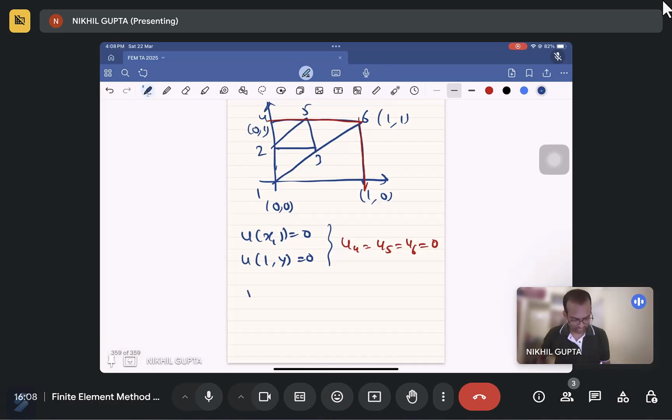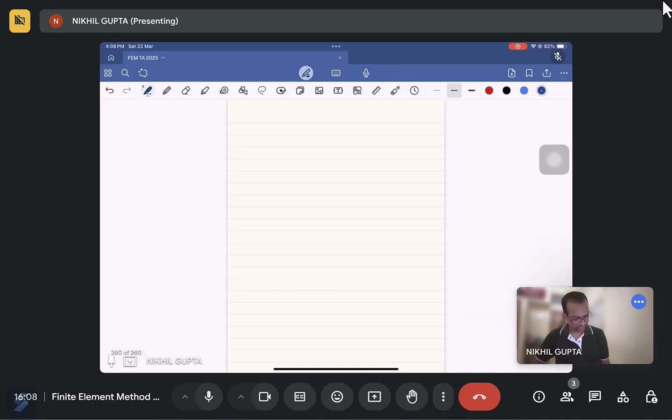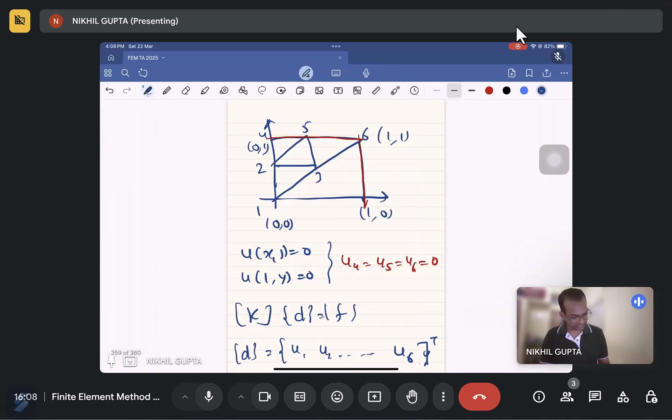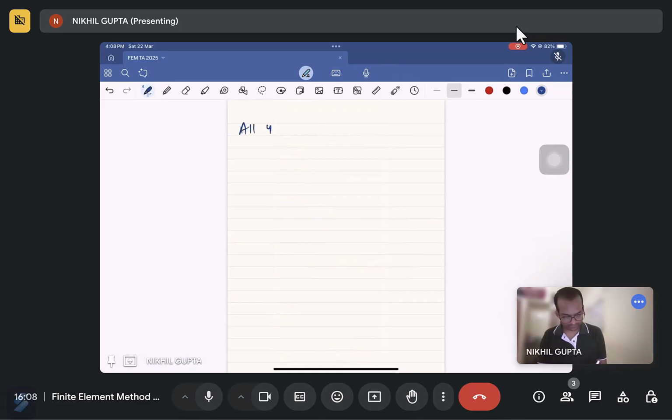Now we have to write kd is equal to f and solve it. So the u vector, meaning the d vector, will be u1 to u6 transpose, and in all four elements the value will be the same. So for all four elements, a is equal to b is equal to 0.5, just the calculation. So alpha and beta will be 1.